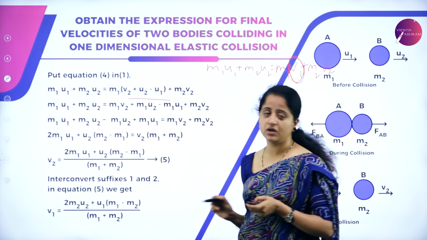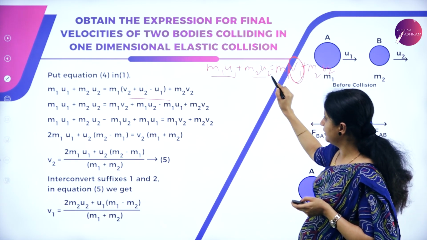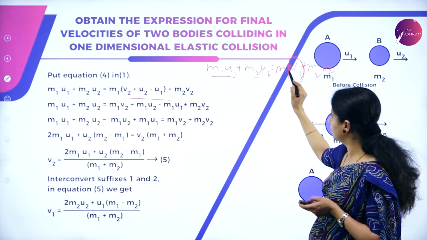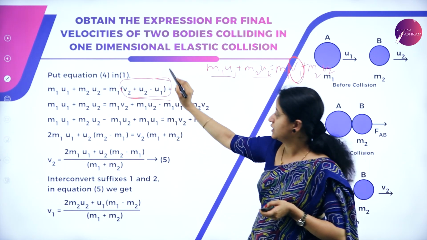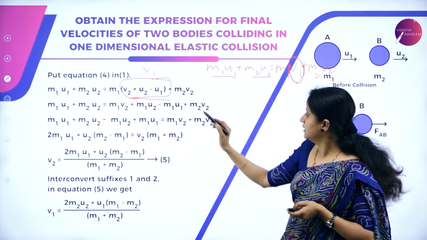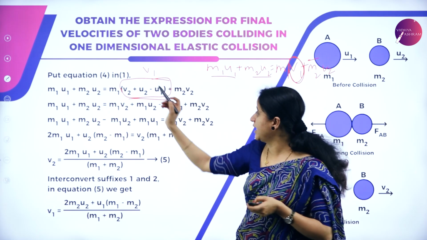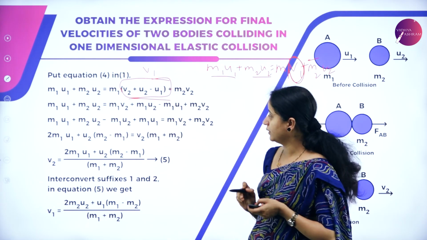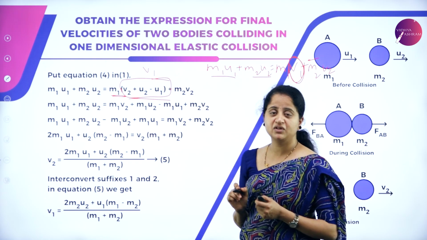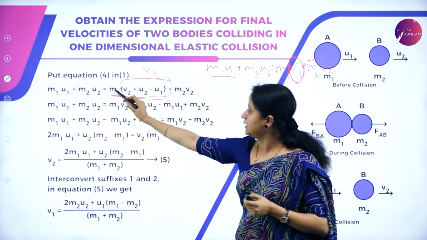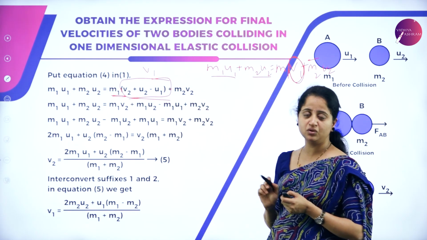Let us substitute the terms we have already derived. So we get m1 u1 as it is, plus m2 u2 as it is, which is equal to m1 into, in the place of v1 I am substituting v2 plus u2 minus u1, so this is the replacement for v1, plus m2 v2. This is our equation 1, and we are just replacing v1 by v2 plus u2 minus u1. Now let us write m1 u1 plus m2 u2 is equal to, multiplying m1 with all the terms, we get m1 v2 plus m1 u2, plus into minus is minus, m1 u1, plus m2 v2.